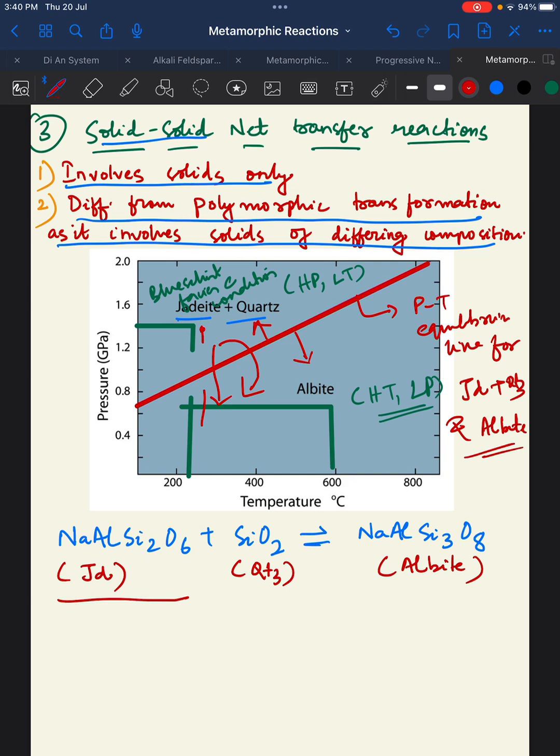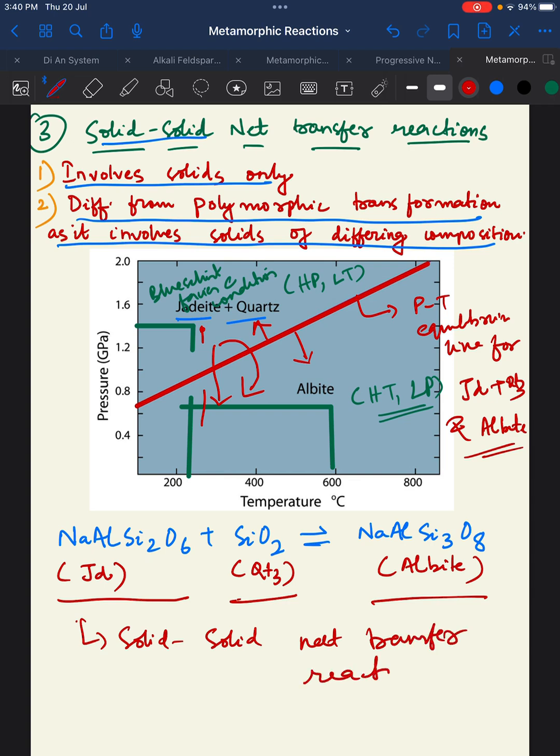NaAlSi2O6 is jadeite, SiO2 is quartz, and they give albite. This reaction is the solid-solid net transfer reaction, because both these solids are reacting with each other and getting converted into a new solid. This is the new solid, and jadeite and quartz react with each other.